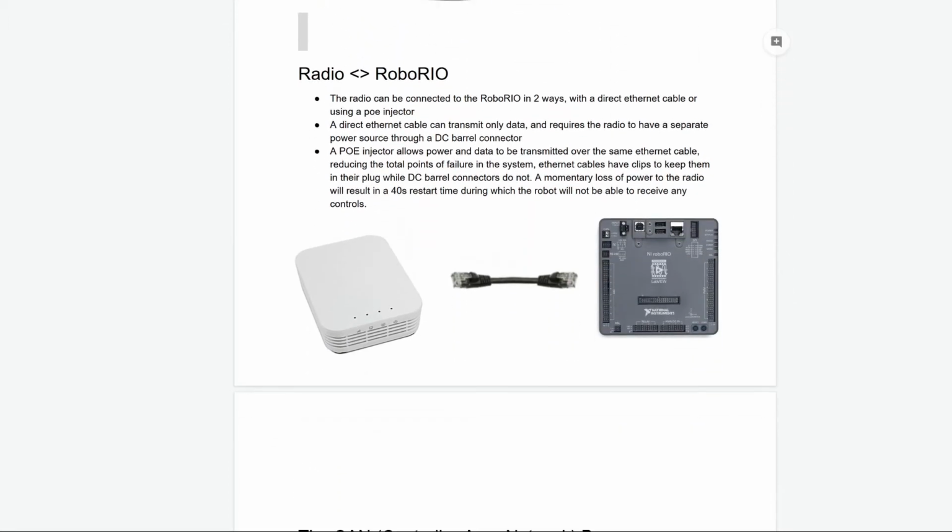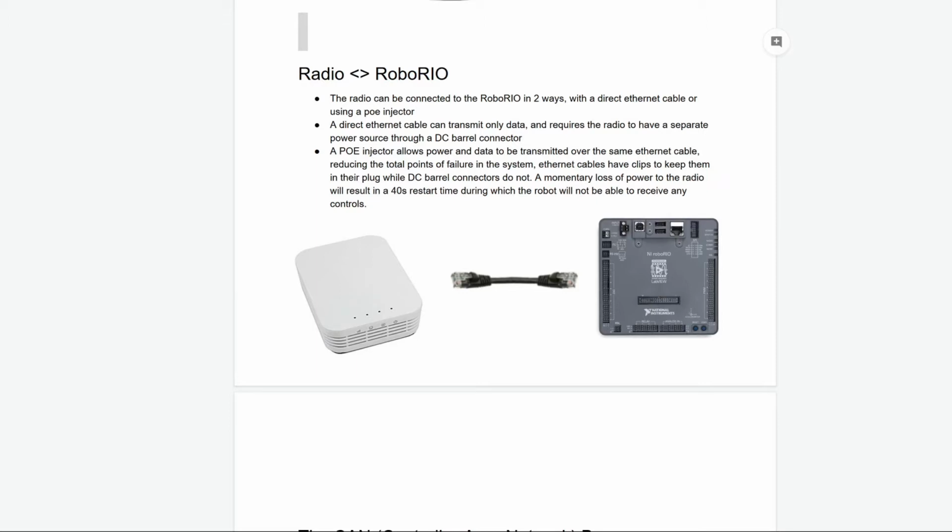The radio is connected to the RoboRio, which is the computer that controls the robot. It controls all the motor controllers, takes in any inputs, runs all of our code. It's the brains of the operation. It's connected via an Ethernet cable. This Ethernet cable can either transmit data or power and data, called PoE, or Power over Ethernet.